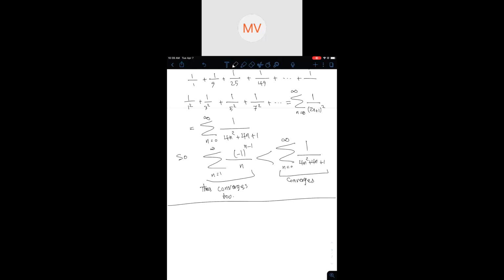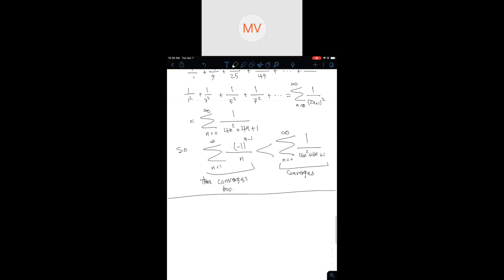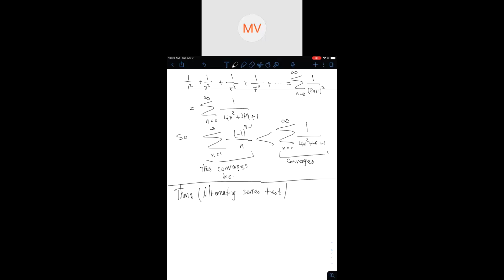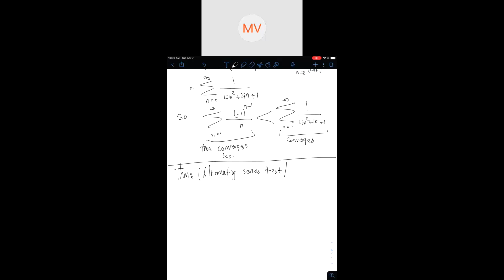Okay. So that one was just an example that when you change the signs of a divergent series to positive, negative, it might converge. Only it might, okay? You don't have to prove this for every single series. So that's the theorem. It's called the alternating series test. And it's very simple.